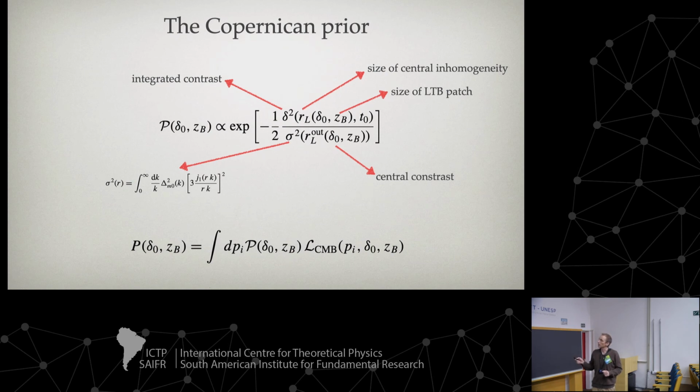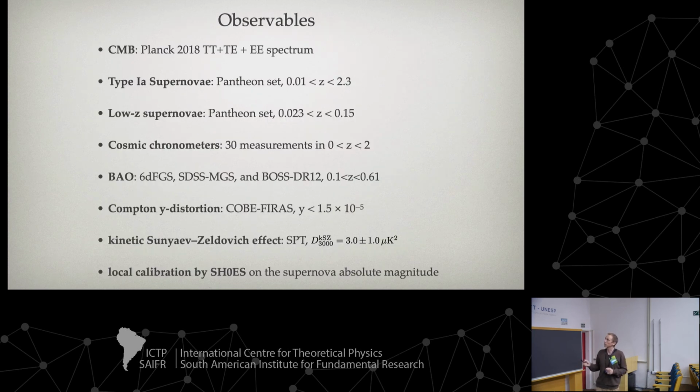So this prior depends on, again, those parameters that I told you before, the size of the structure and its contrast. And this tells you how many sigma away you are, given that scale and depth, from standard cosmology, given the parameters from the CMB, which are convolved via their likelihood. Okay? So this prior simply tells you, if standard cosmology is true, this is the distribution of possible contrast and sizes.